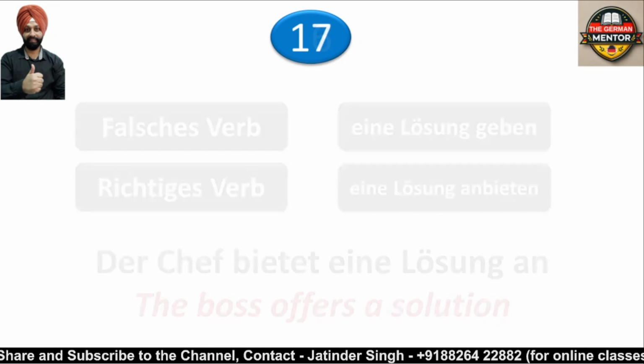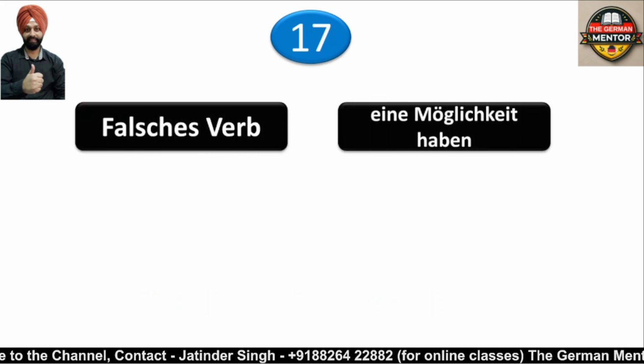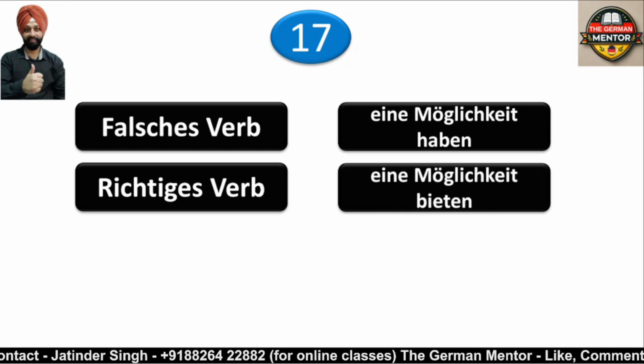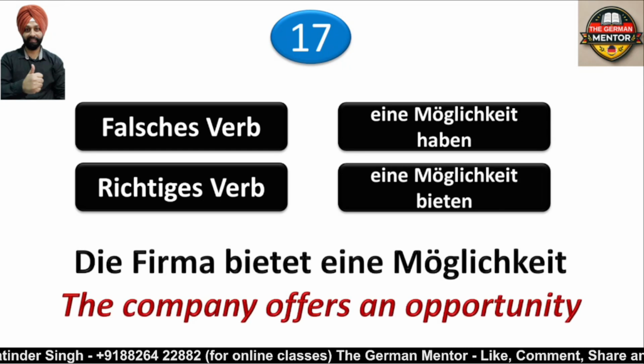Now we go further and see Nummer 17. First, the wrong combination, eine Möglichkeit haben, and the correct one is eine Möglichkeit bieten. Zum Beispiel, die Firma bietet eine Möglichkeit. The company offers an opportunity. The next one, Nummer 18.